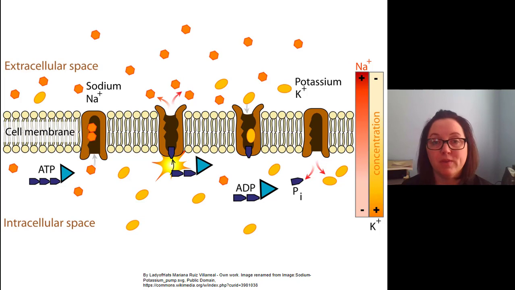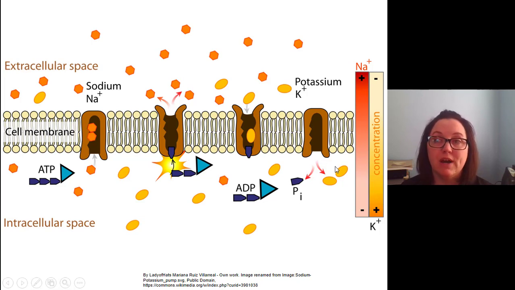Another important thing to note about the sodium-potassium exchange pump is that it doesn't move sodium and potassium at a 1-to-1 ratio. It moves them at a 3-to-2 ratio. We are going to move 1, 2, 3 sodium ions outside the cell for every 1, 2 potassiums that come into the cell. Right? So it's not a 1-to-1 ratio, it's a 3-to-2 ratio.